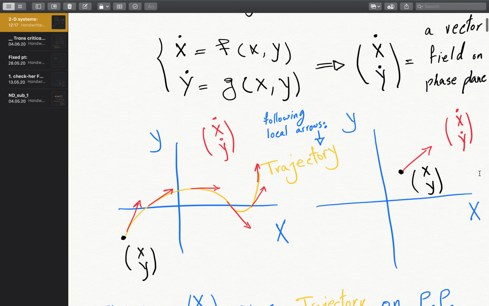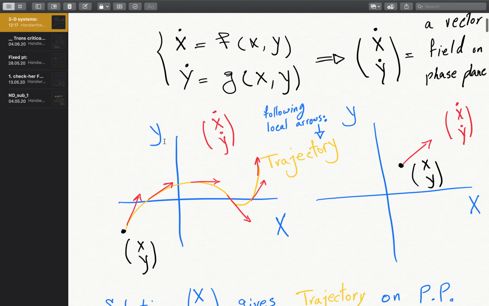For illustrating this, we have y and x, and we have a state x and y, and these red arrows are x dot and y dot, which are vectors. By combining all of these vectors, we can find the trajectory, which is shown in blue.